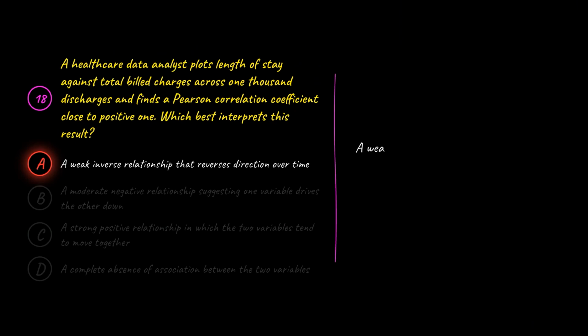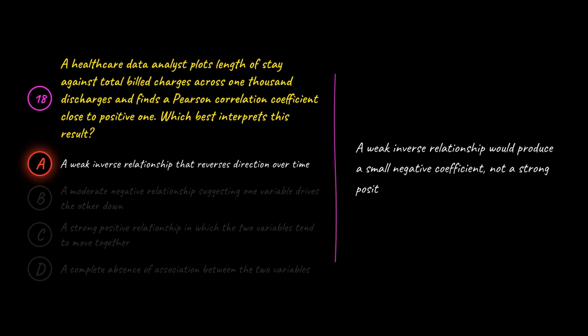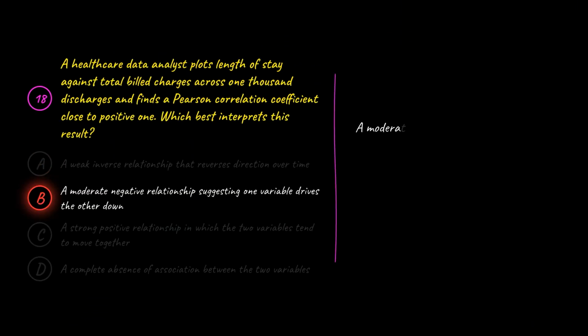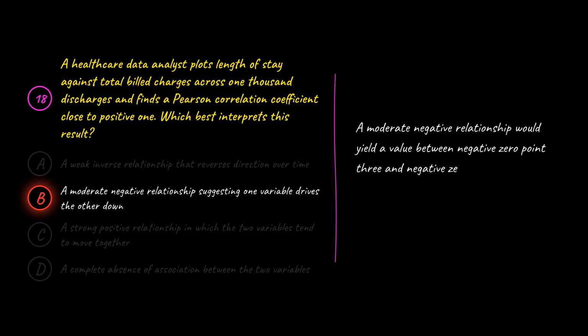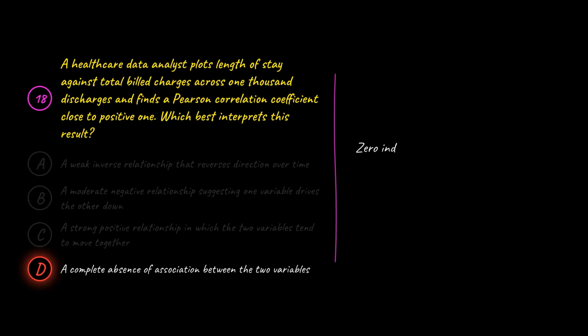A is wrong because a weak inverse relationship would produce a small negative coefficient, not a strong positive one. B is wrong because a moderate negative relationship would yield a value between -0.3 and -0.7. A value close to +1 is the opposite direction. D is wrong because 0 indicates no linear association. A value near +1 is at the opposite extreme from 0.